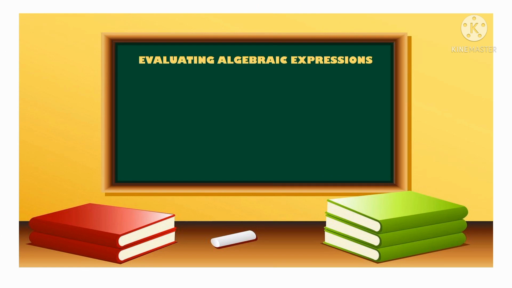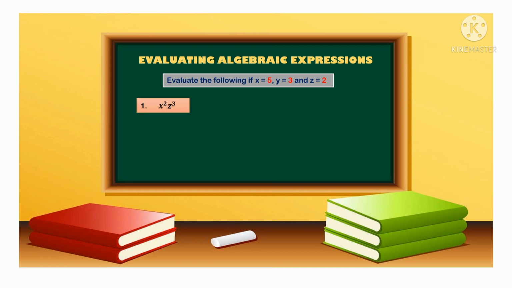Here, evaluating algebraic expressions. Evaluate the following if x is equal to 5, y is equal to 3, and z is equal to 2. So here, number 1, x squared z cubed. The same procedure: substitute the value of our variables. The value of our x is 5, the value of our z is 2. Since 5 is raised to 2, you have to multiply it by itself. So 5 squared becomes 25, 2 cubed becomes 8. Multiply 25 times 8, positive 200.